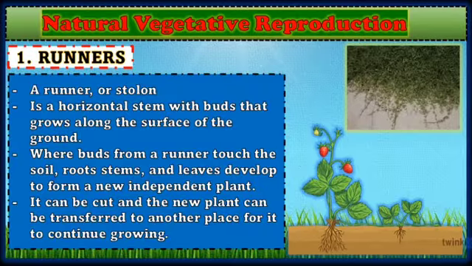So, yan yung mga halimbawa ng runners. We have also Bermuda grass or a Carabao grass. So, those are examples of runners.